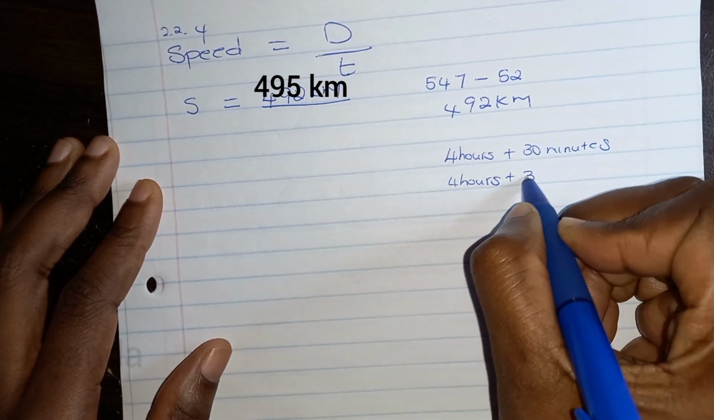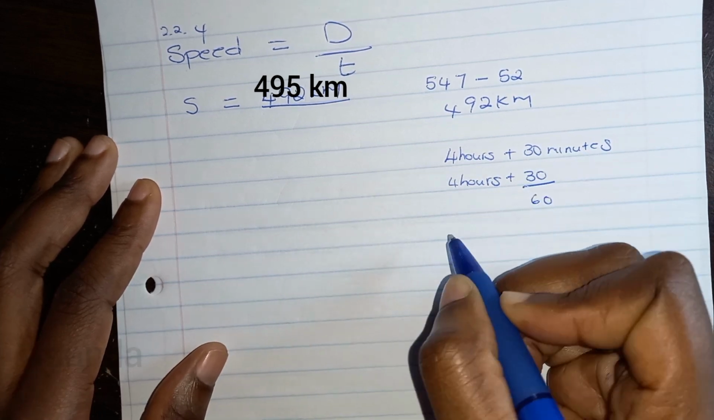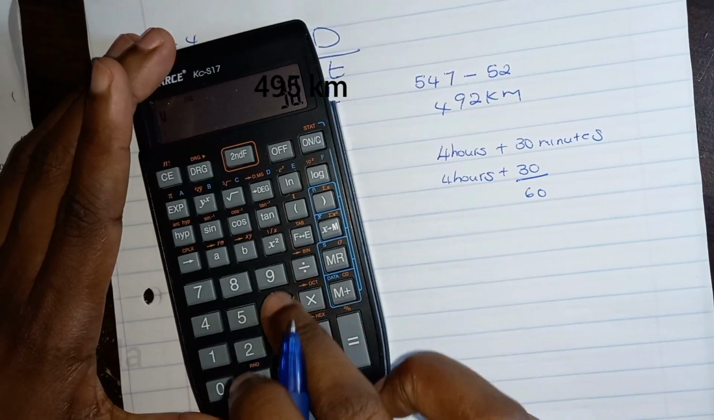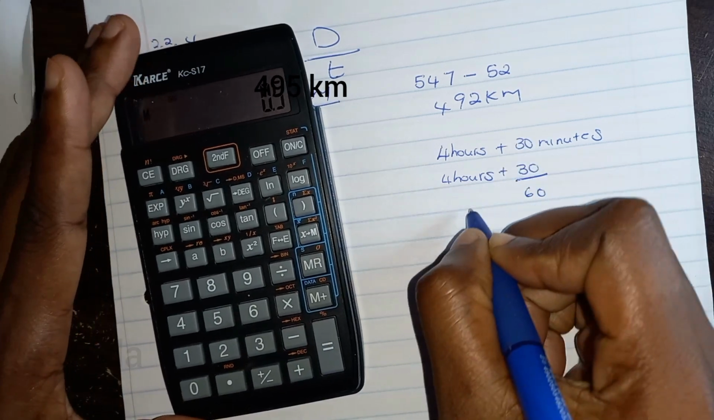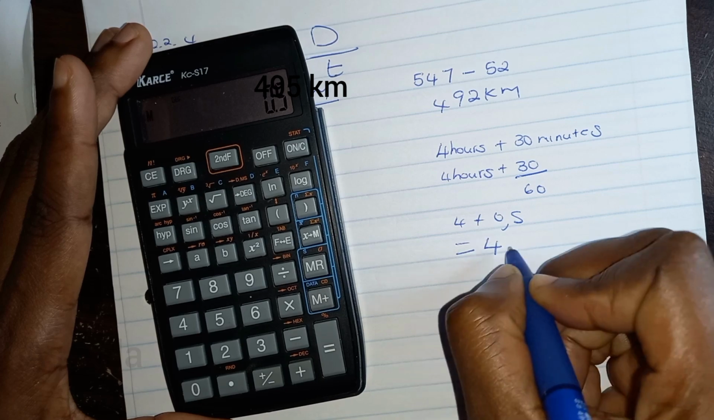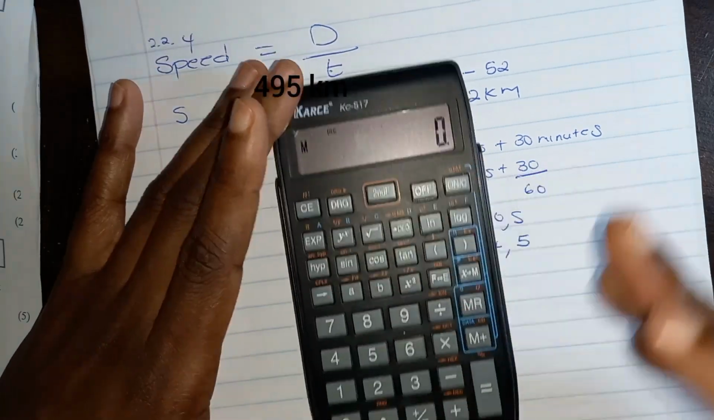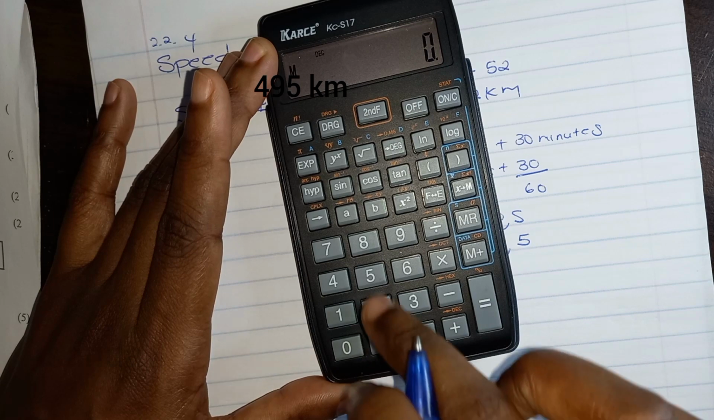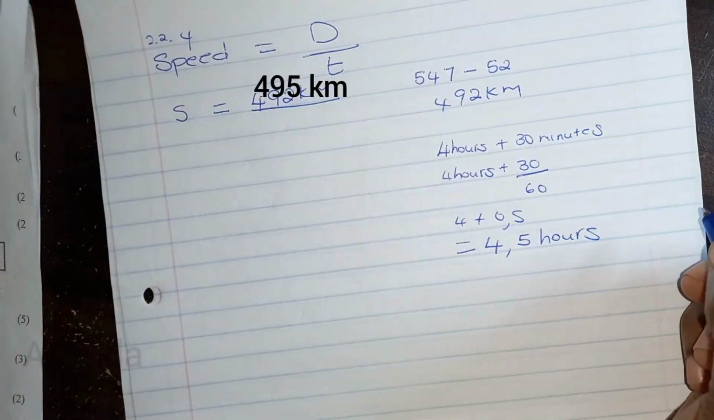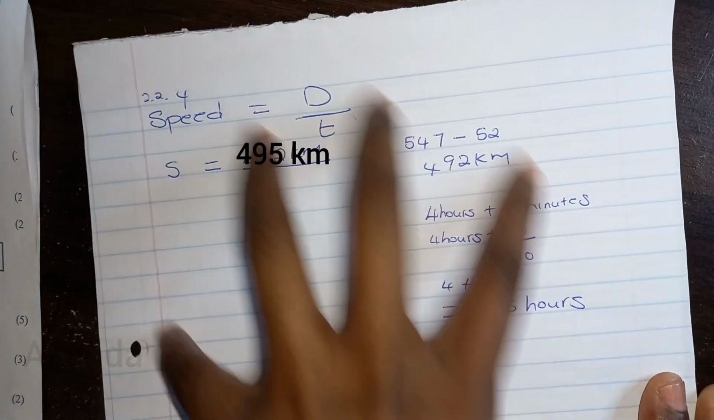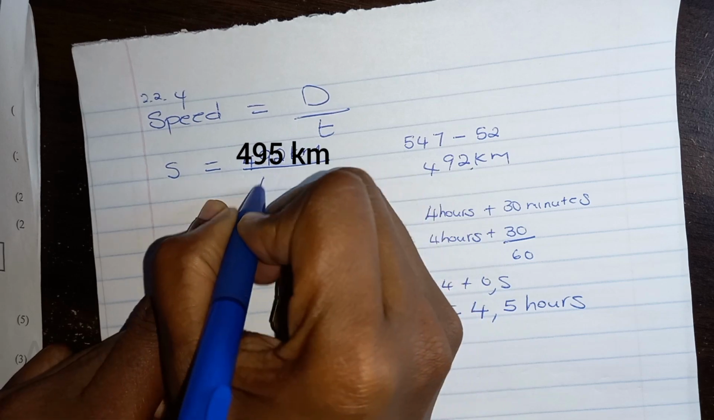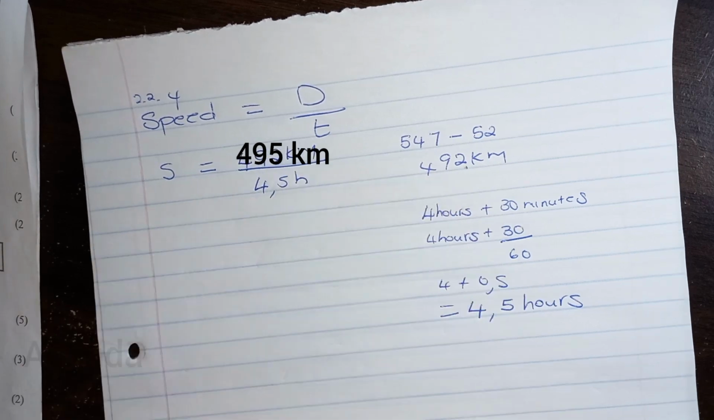So I'm going to say 30 divided by 60, and that is 1/2, or 0.5. So that would be 4 plus 0.5, which means our time is 4.5 hours. I add this in the calculator: 4 plus 0.5 is 4.5 hours. You see how my calculations are right here? I never move away from where I'm calculating. So that would be 4.5 hours.